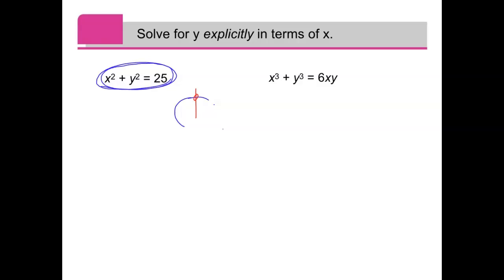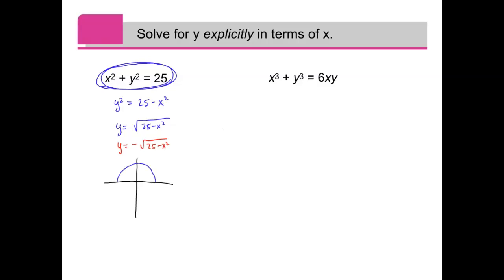But I could solve for y in this case pretty easily. We just subtract over the x squared. And then we could take the square root of both sides, but what we would end up with is actually two equations. We'd have the positive square root, and then we'd have y equals the negative square root of 25 minus x squared. And all that does is break our circle up into two halves. We'd have the top half, the positive square root, and we'd have the bottom half, the negative square root.